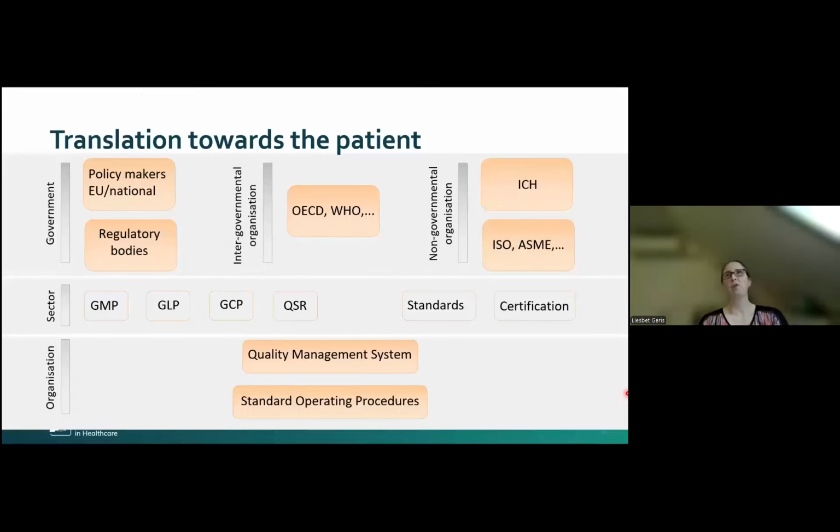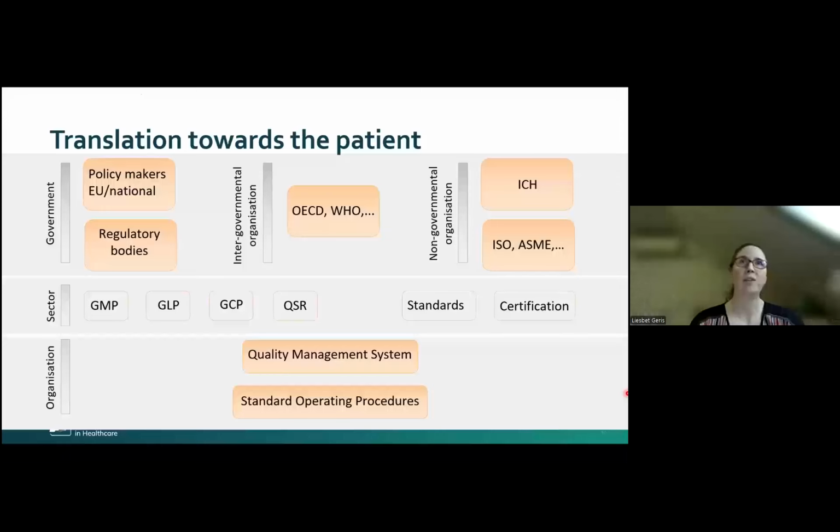If you look at how technologies are translated to the patient, you have a top layer that is the government and the inter- and non-governmental organizations that create guidelines and rules and laws. So then we're talking about policymakers, regulatory bodies, but also OECD for good laboratory practice. We're talking about ICH for the good clinical practice, and other standards organizations like ISO and ASME. What they do is they make standards, certifications, and also good practices. That is the second layer. Those can be sector specific.